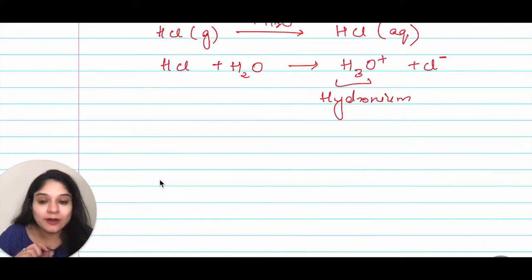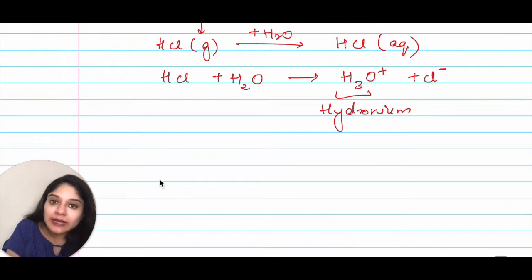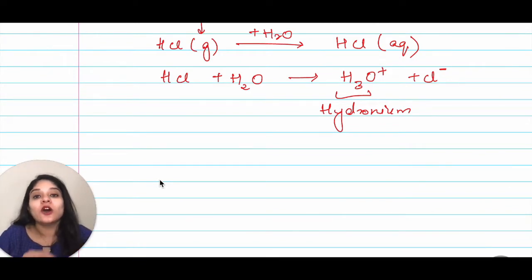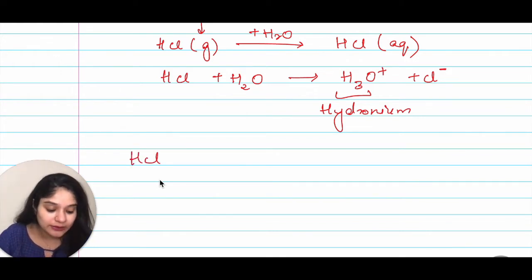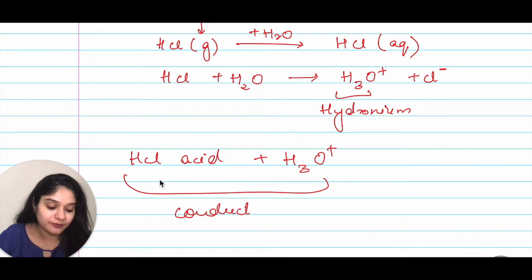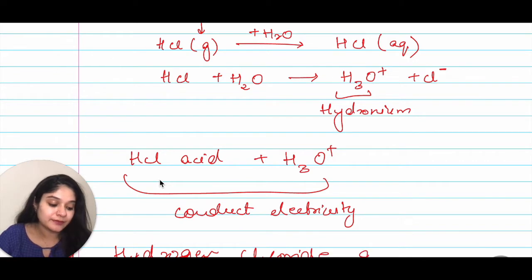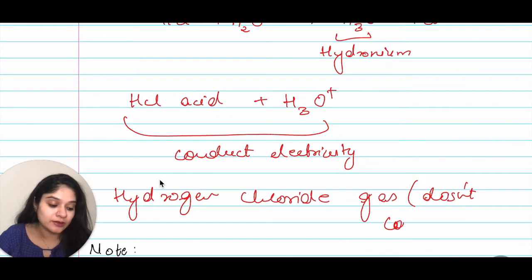The second thing is about conduction of electricity. This hydronium ion also helps in conduction of electricity. This means that if you have HCl acid, that means you have water in it, you have hydronium ion in it. This will conduct electricity. But hydrogen chloride gas will not. So dry hydrogen chloride gas does not conduct electricity.